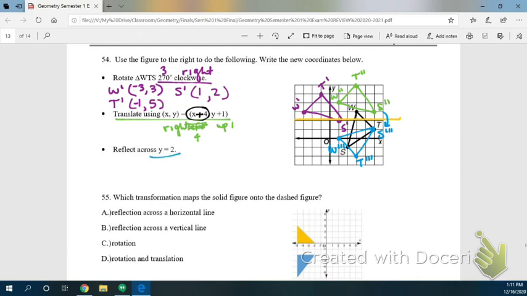Okay, very good. On the next one, it says, which transformation maps what's happening here? We do have a reflection. So where is it reflecting? It's reflecting across this line, which is a horizontal line. These are our options. Reflecting across a vertical line, definitely not that. It is not rotating at all, so it's going to have to be a reflection across a horizontal line. That horizontal line specifically is y equals -1.